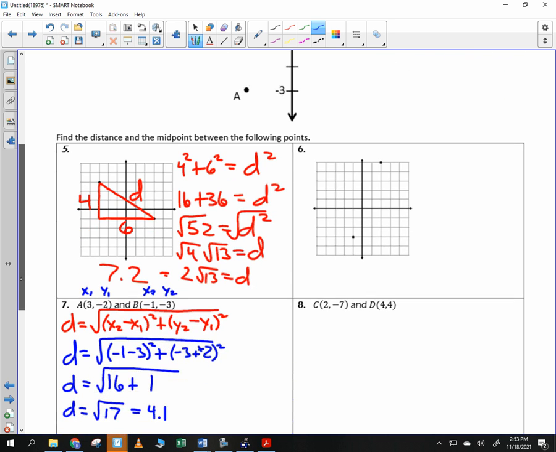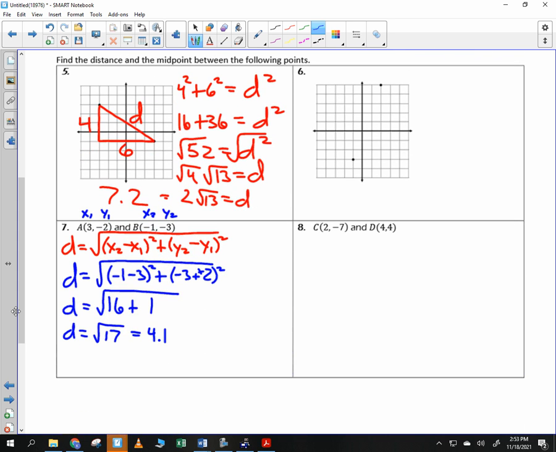So let's look at this first example right here. What's this coordinate? Name it. Good. Negative 1, negative 3. What is that coordinate? 2, 5. So when we find the midpoint, we add the x values and divide by 2, and we add the y values, divide by 2.